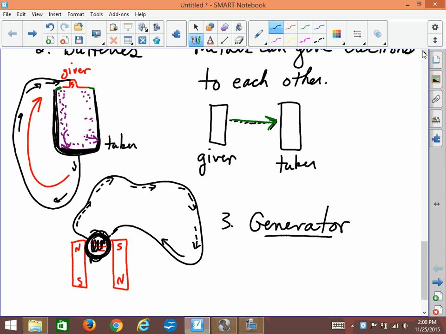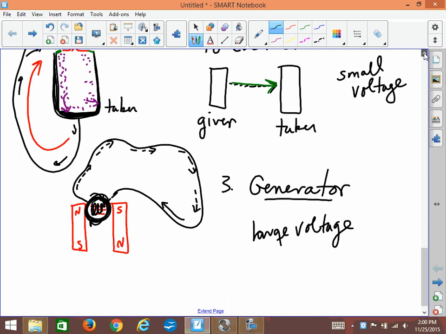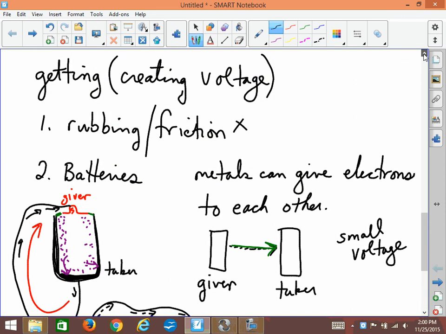Batteries make small voltages, not very much. Small differences. So in other words, they don't push electrons as hard. Generators, though, if you make big enough coils and big enough magnets and you spin them really fast, you can get very large voltages from a generator, large enough to power entire cities. Large voltage. So this means that these generators can push electrons with much greater force than the small voltages of batteries and things. All right, and so that's basically an introduction to voltage.